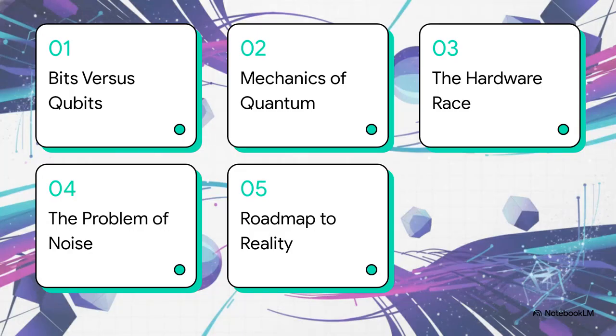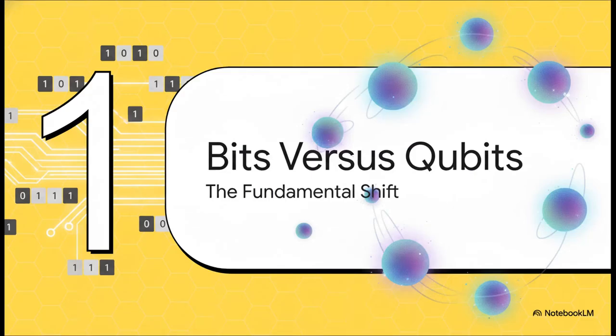First, bits versus qubits. Then, the mechanics of quantum. Third, the hardware race. Fourth, the problem of noise. And finally, the roadmap to reality. Let's get to it. So part one, bits versus qubits and the fundamental shift this represents.